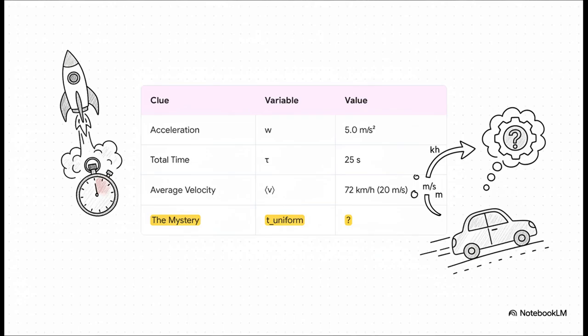But hang on, here's the really crucial part, the first step that can trip people up. See that conversion? Since everything else is in meters and seconds, we have to convert that 72 kilometers per hour into 20 meters per second. It seems like a tiny detail, but trust me, getting this right is everything. And of course, our mystery is the time the car moves uniformly.